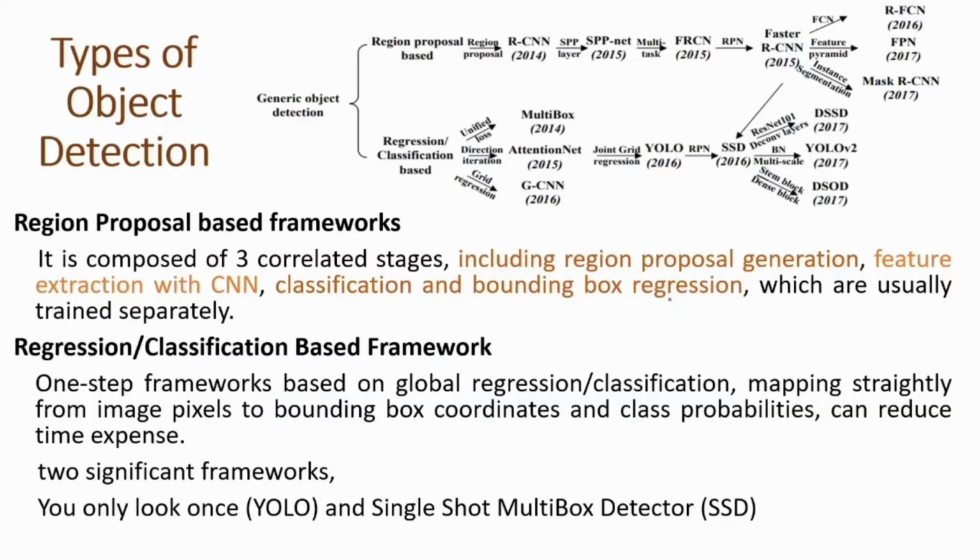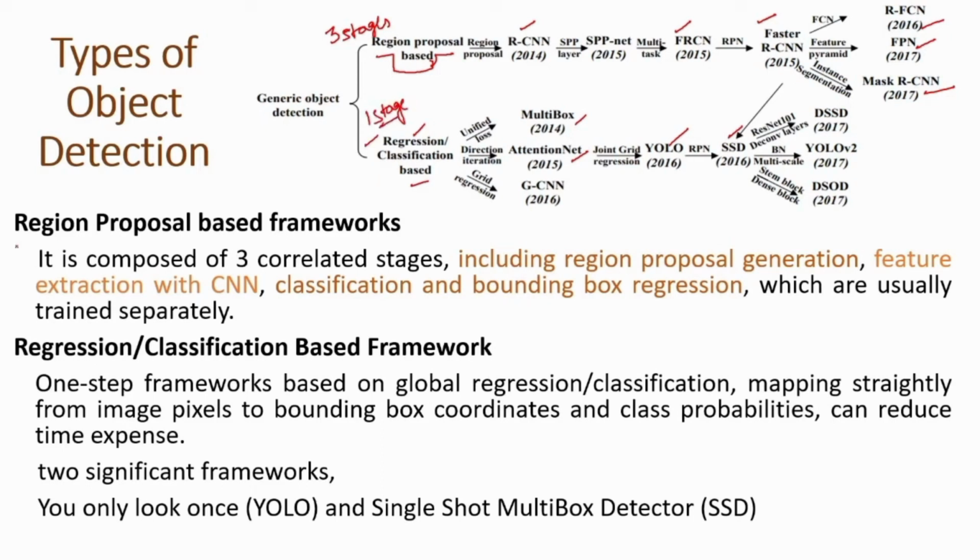Now I will show you what object detection we are using now. Basically, we have two types of object detection these days. First is region proposal based. In this, we have RCNN, Fast RCNN, Faster RCNN, FCN, FPN, and Mask RCNN. These are all region proposal based. The other is regression and classification based: MultiBox, attention net, YOLO, SSD. This type is done in a single step, one stage.